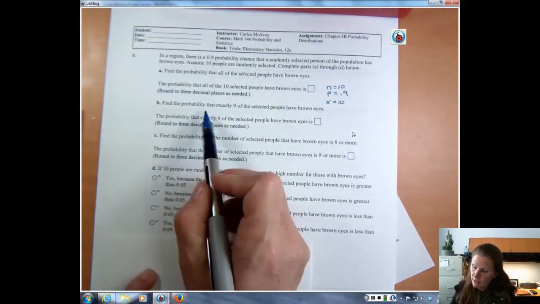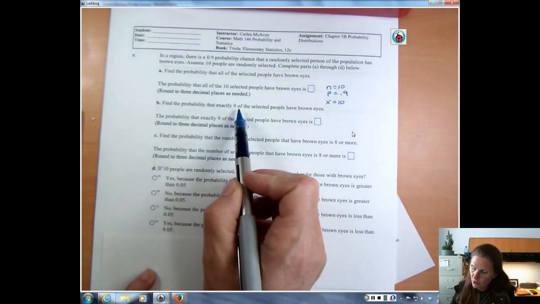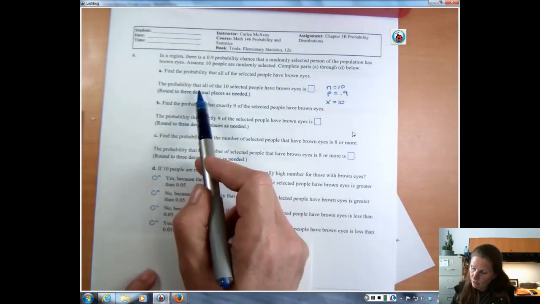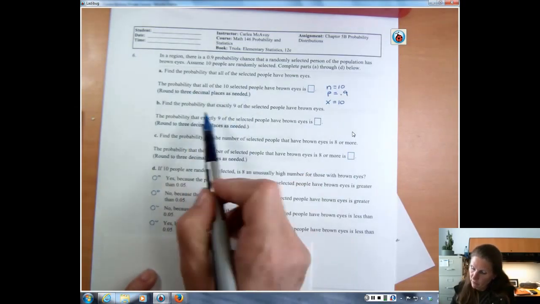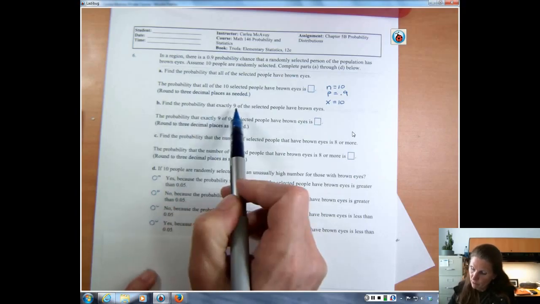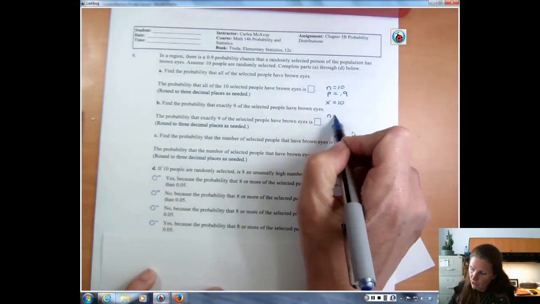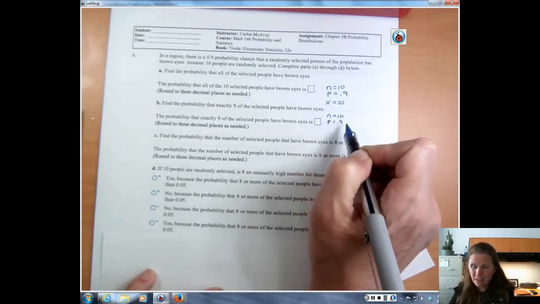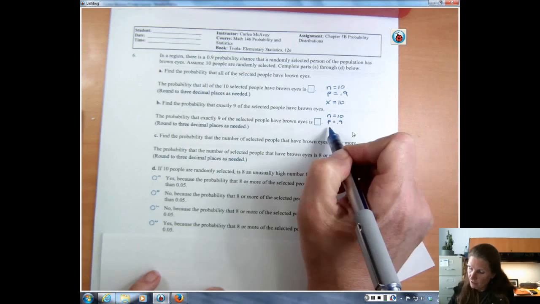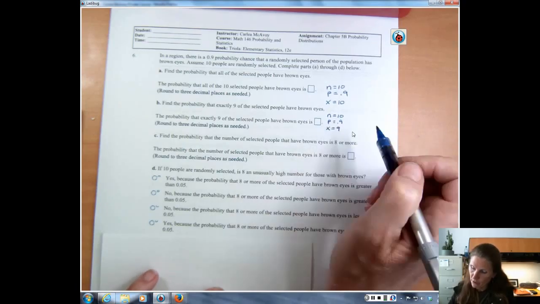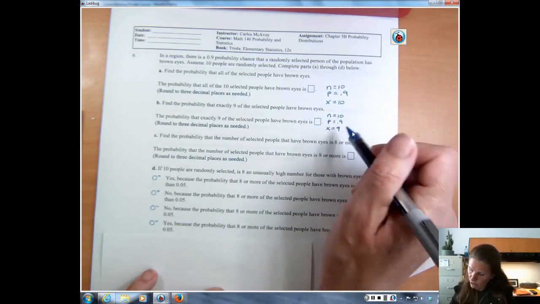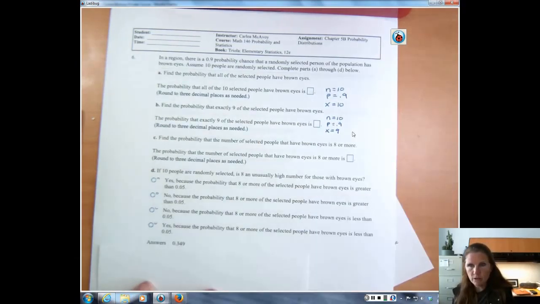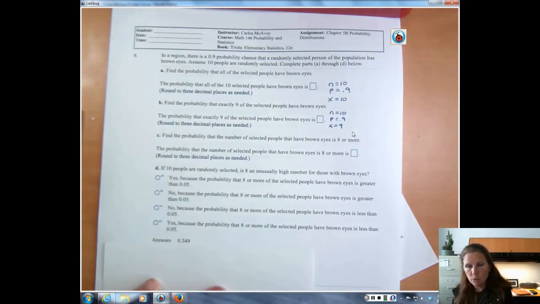Find the probability that all 10, yeah, 10, okay. Find the probability that exactly 9 of the people have brown eyes. Again, we have 10 people that we're looking at. We have a probability of success of 0.9. And then I have exactly 9 people, so I would put that in. What are the answers here? You can try those and see if you're getting those right. The answer to the first one is 0.349, and the second one is 0.387.